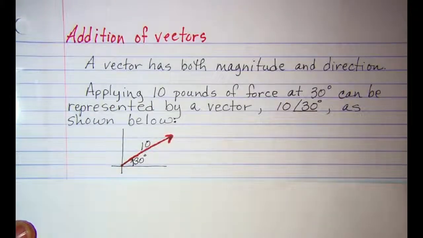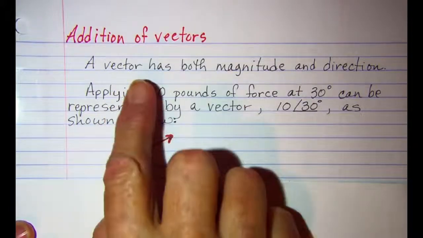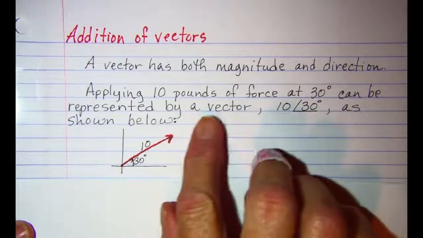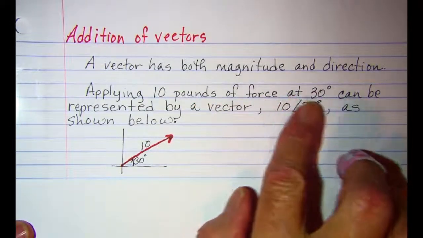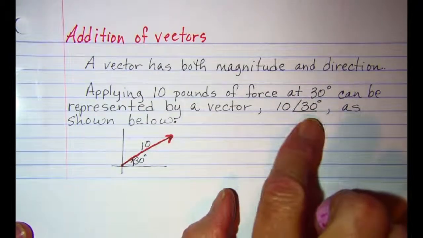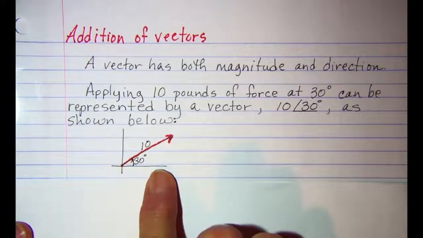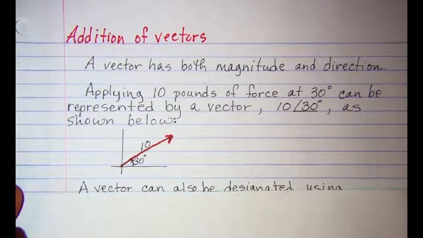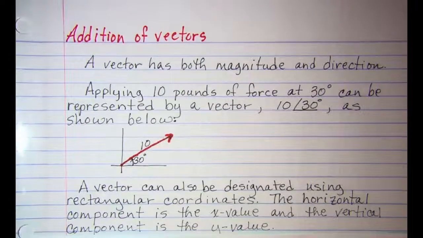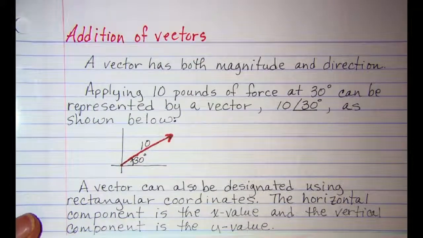In this video, we'll be discussing addition of vectors. A vector has both magnitude and direction. Applying 10 pounds of force at 30 degrees can be represented by the vector 10∠30 as shown below. A vector can also be designated using rectangular coordinates. The horizontal component is the x value, and the vertical component is the y value.